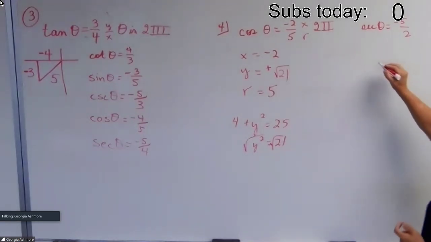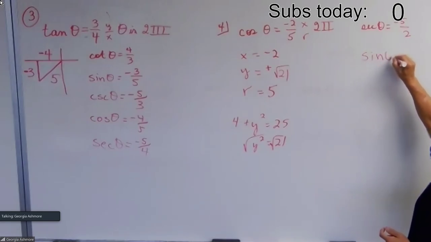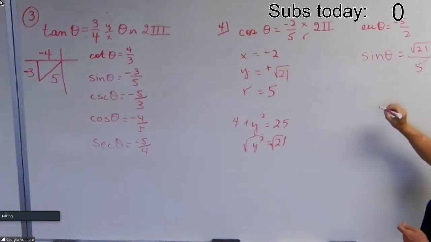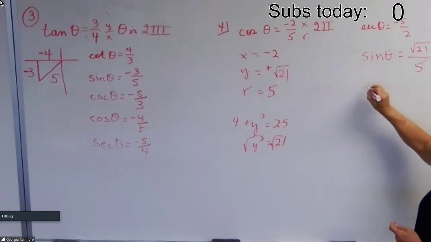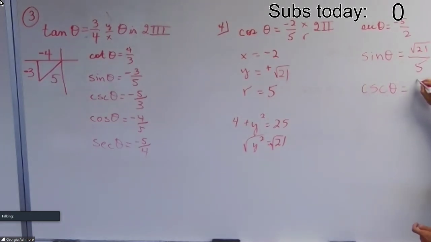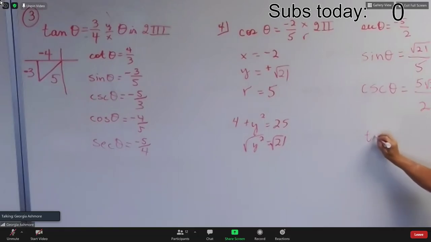Okay. All right, sine theta, what is that? Square root 21 over 5. Thank you. Alexis, right? Yes, ma'am. Okay, my cosecant is 5 times the square root of 21 over 21. Way to go. What else we got left? Tan and cotan? What's tan?